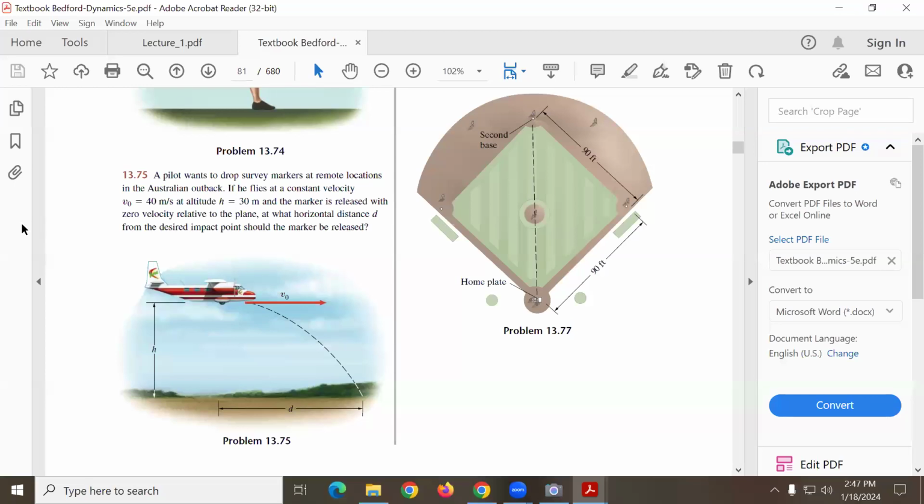Okay. But let's see, if I do here. Right, so this one. And v naught, I'm kind of copying a kind of a similar figure.